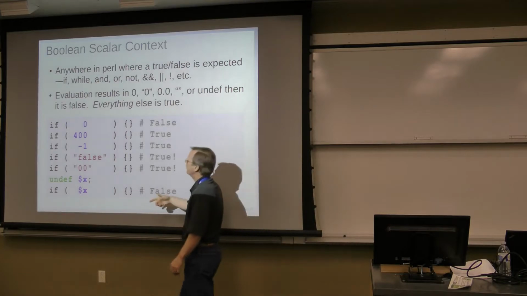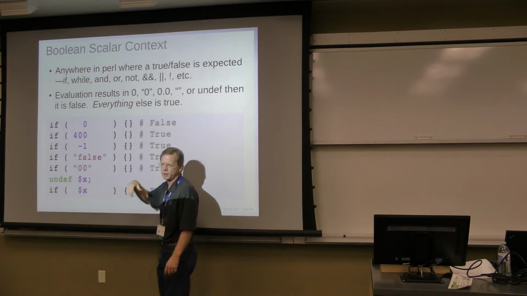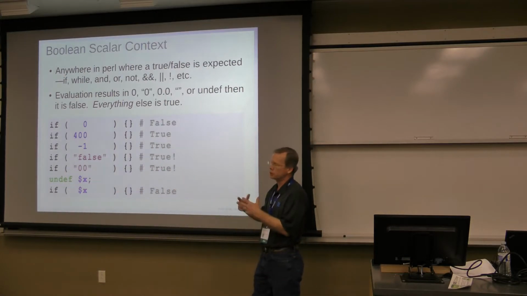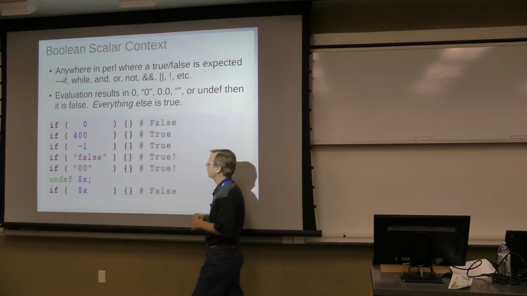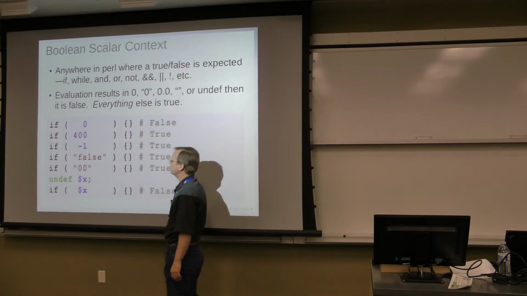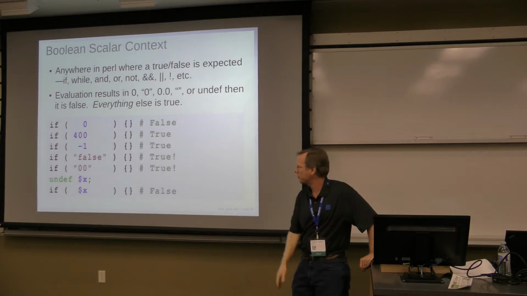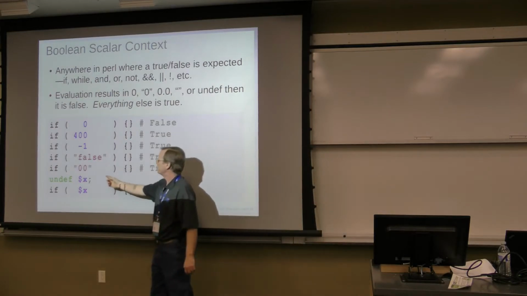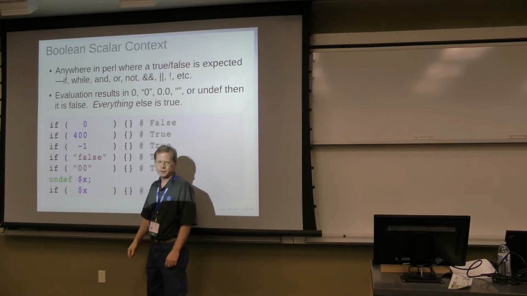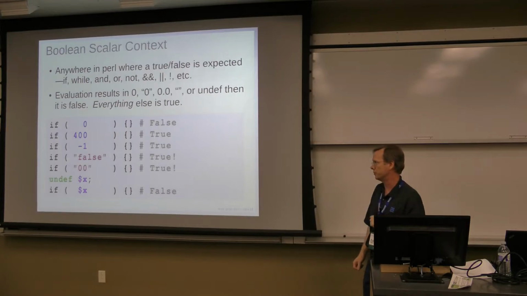So if we have a test for a Boolean, like an if statement, whiles expect them as well, until too, there's a bunch of them that expect true-false type things, that Boolean scalar context. A 0 is considered false. 400 would be true. -1 would be true. The string false is true because it's not one of those 5 values of Boolean false. The string with 2 character zeros in it is true. If it only had 1, it would be false. But there's 2 of them, so it's true.